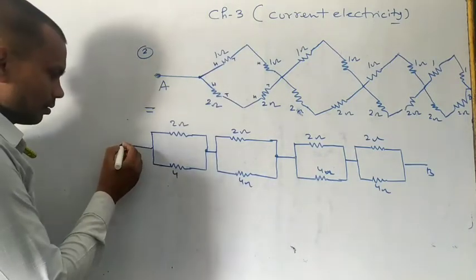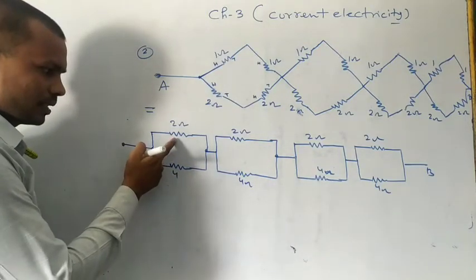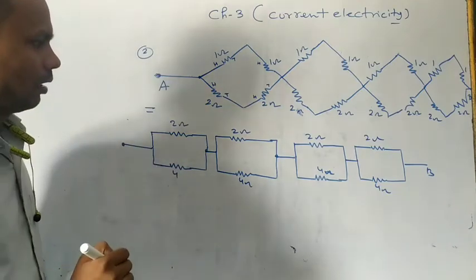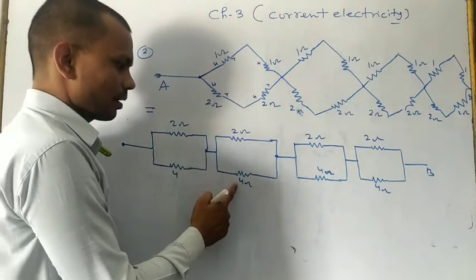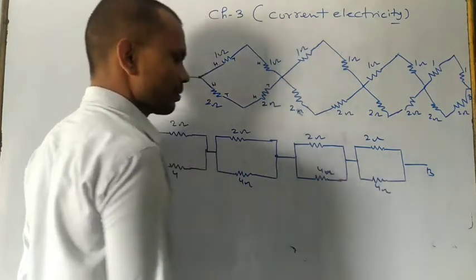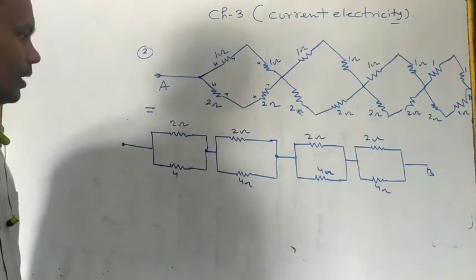Now after this, this and this are connected in parallel, right? And this also is connected in parallel, and this also is connected in parallel, and this and this are also connected in parallel, right?